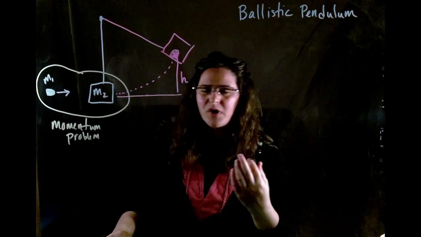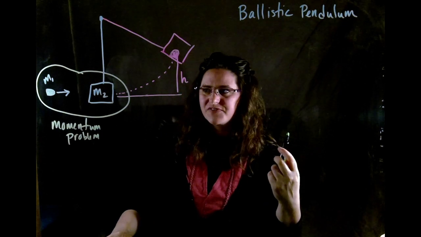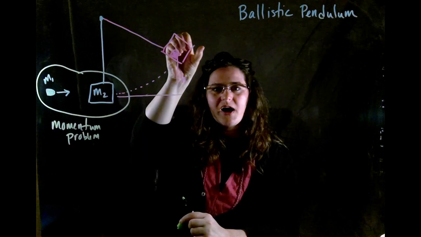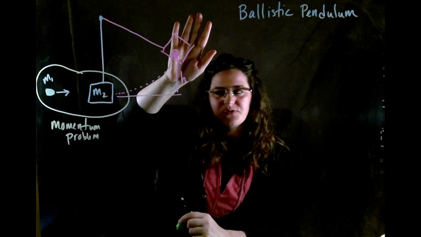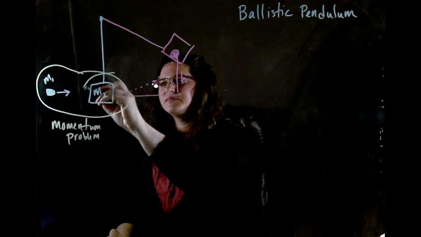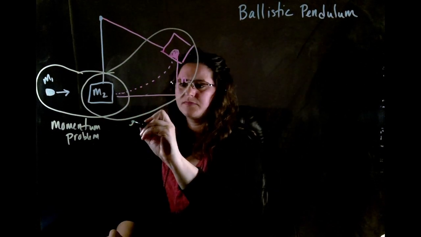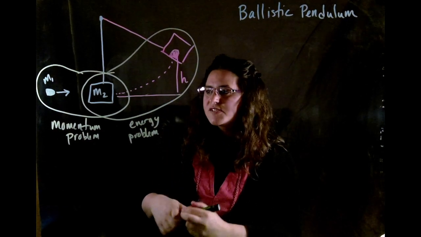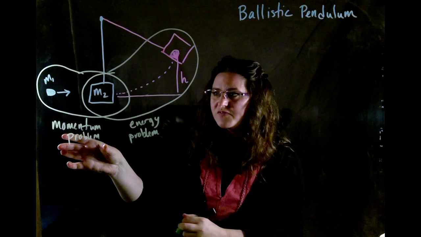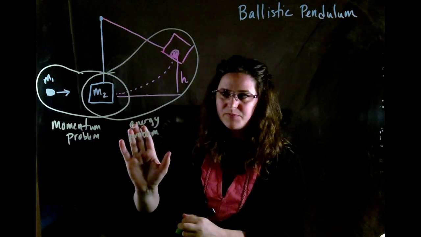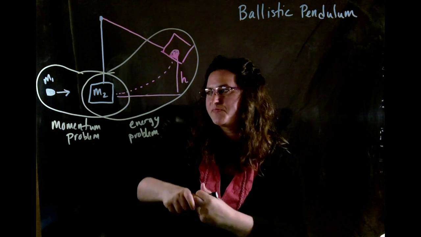The next kind of problem we have is an energy conservation problem, because now we have something moving and it's going to go up high. In other words, it's going against gravity. And now this is an energy problem. So we're going to use momentum conservation in the first part and energy conservation in the second part to solve this problem. Let's start with momentum conservation.